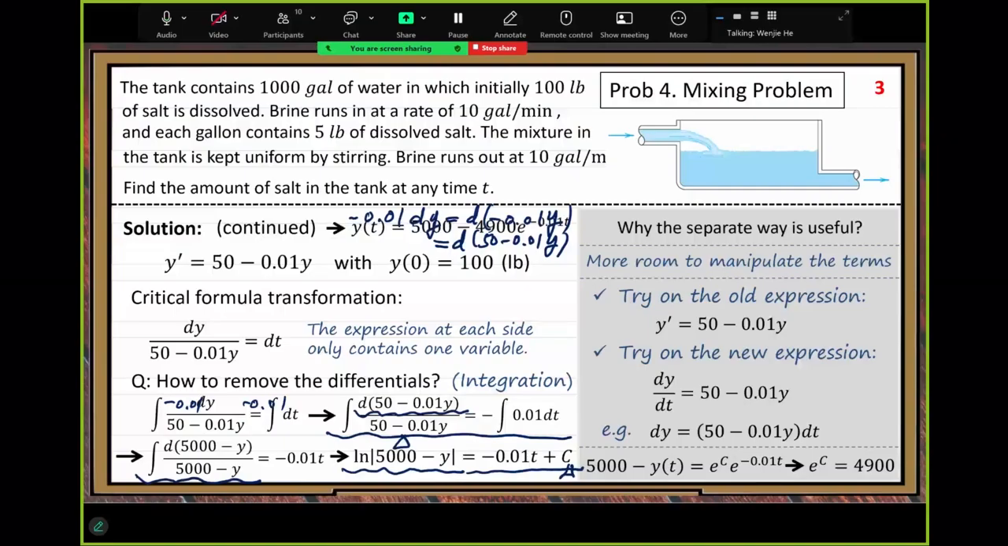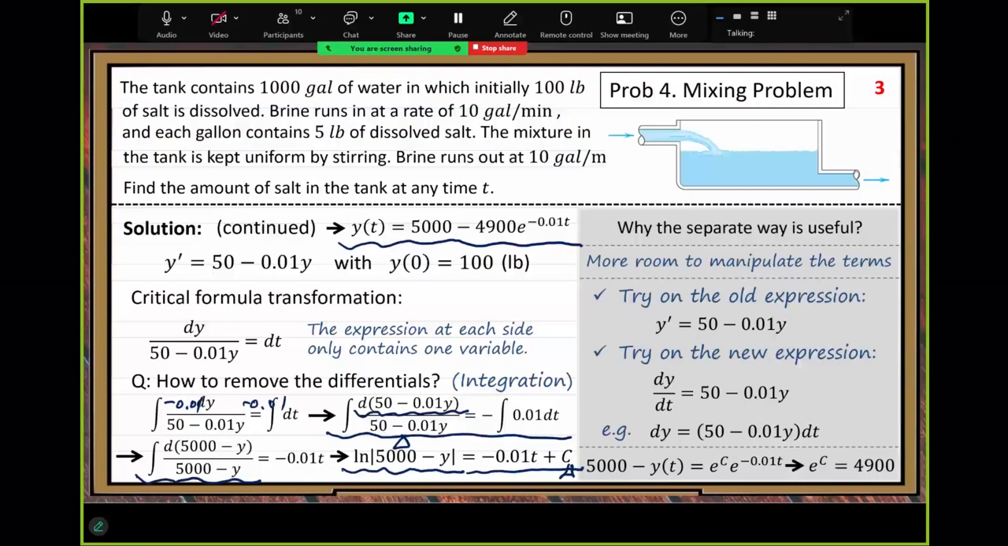Next, I write the function. Let me erase. I just put here the final expression of the y function, this is the explicit form: y equals 5,000 minus 4,900 times e to the negative 0.01 t. So we find the solution, a user-friendly solution, explicit form, easy to use.